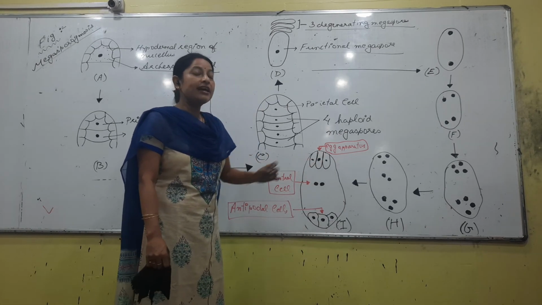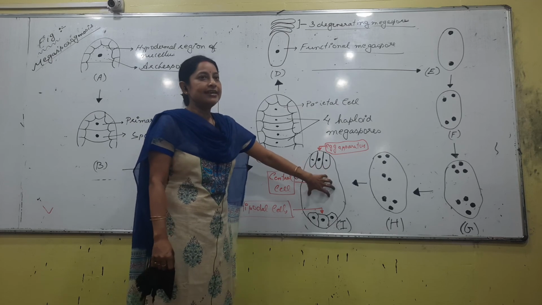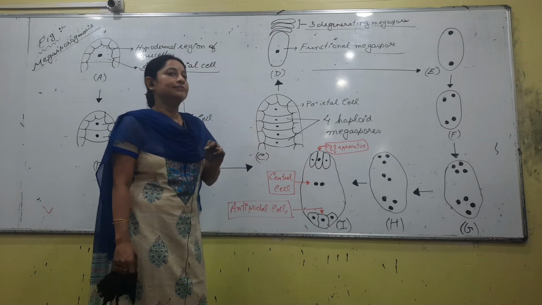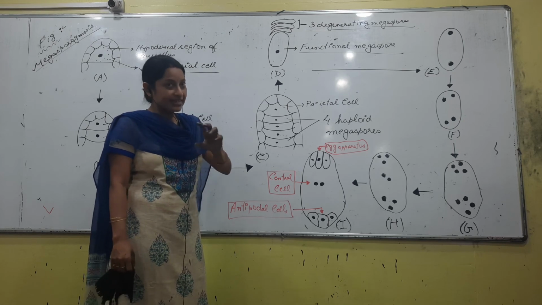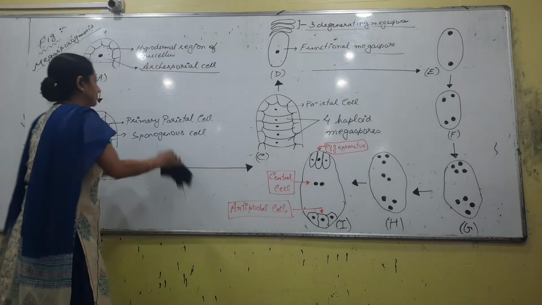The largest cell is the central cell. Central cell or nucleus, how many? Two. Two nuclei in one cell. Right?